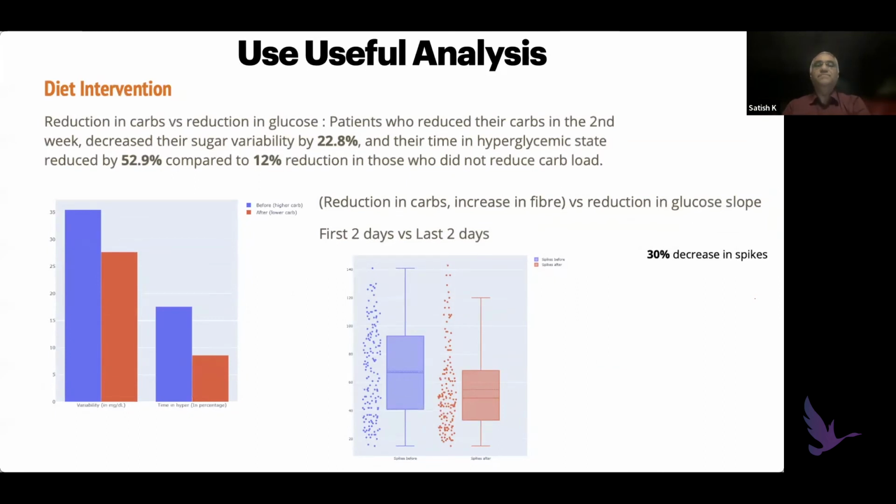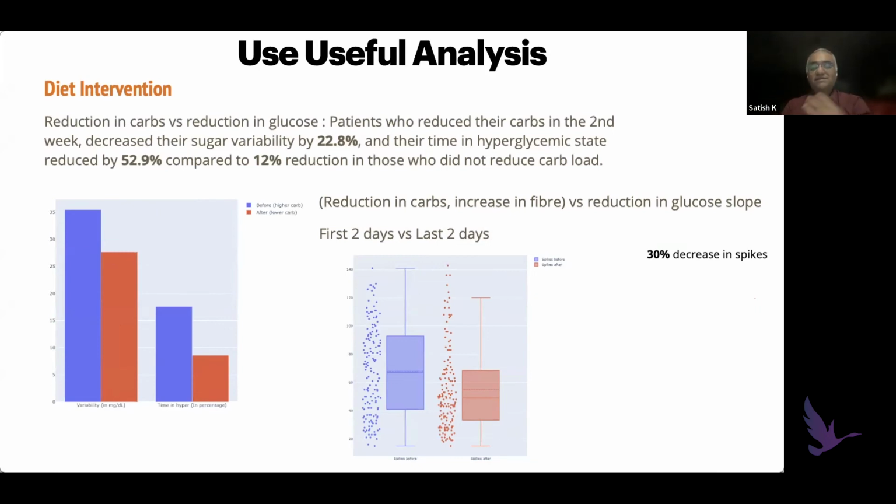And you can see people who have reduced their carbs or had a more balanced food, which is just not reducing carbs, but balancing it with protein and fat. You start to see a drastic reduction in their sugar variability. And the time that they have spent in hyperglycemia, that means in sugar overload, reduces by almost 53% for people who have adjusted their diet versus people who did not change their carb load at all.